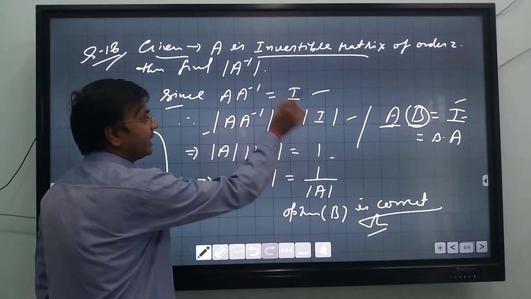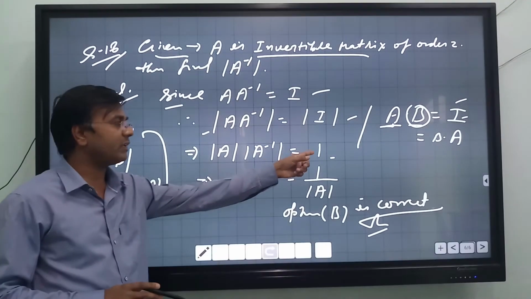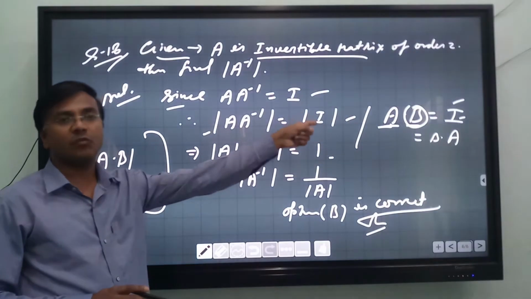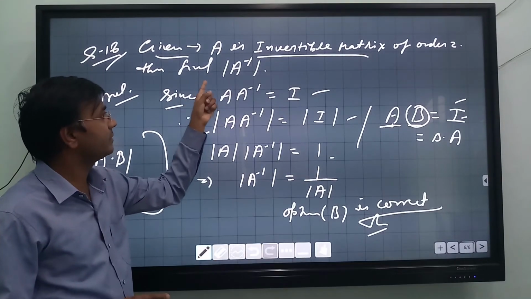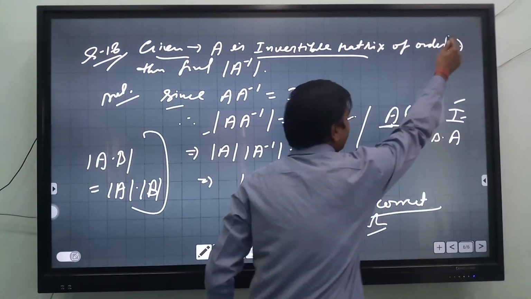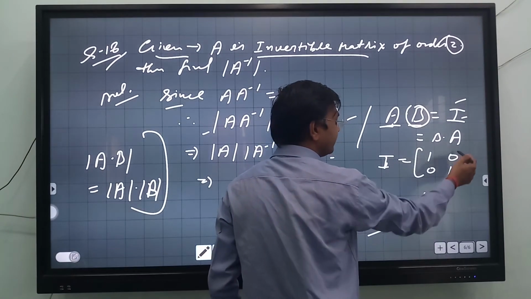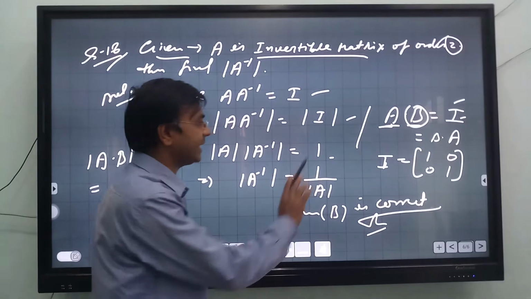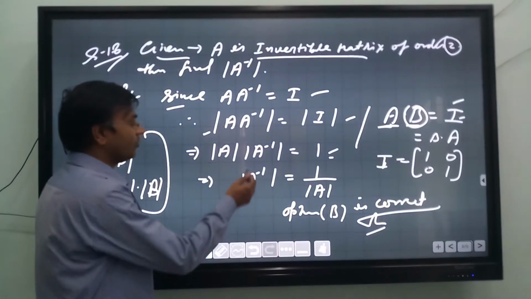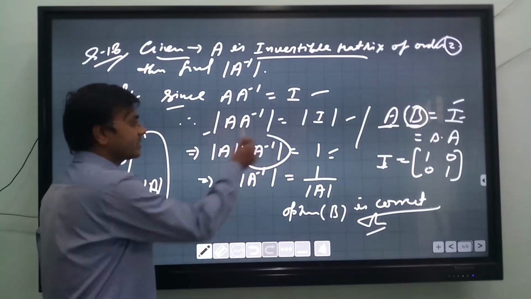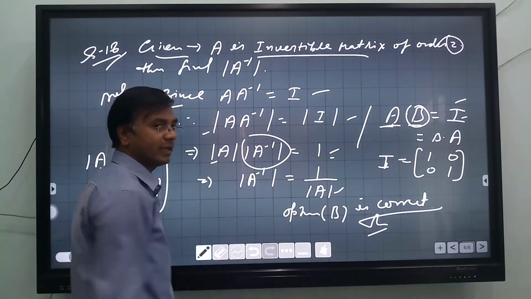Now determinant of I means identity matrix. If you find, even you can write 1 or you can also find determinant of 1 0 0 1. Okay, and this is given order 2. So order 2 identity matrix is 1 0 0 1. If you find its determinant, you will get 1 only. You can check. So write directly 1. Now we have to find determinant of this A inverse. So this will be 1 upon this determinant of A.